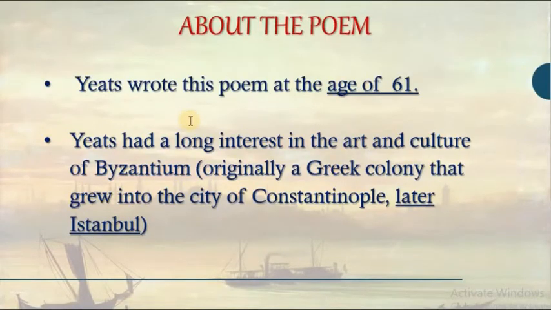Concerning the poem itself, Yeats wrote this poem at the age of 61. So you see he was really old when he wrote this poem. Why is it important to know this? Because the main theme of the poem is focused on the idea of old age in opposition to young age, or the young generation. What does it mean to get old? What are the consequences of getting old? What are the feelings which accompany becoming older? Yeats had a long interest in the art and culture of Byzantium.